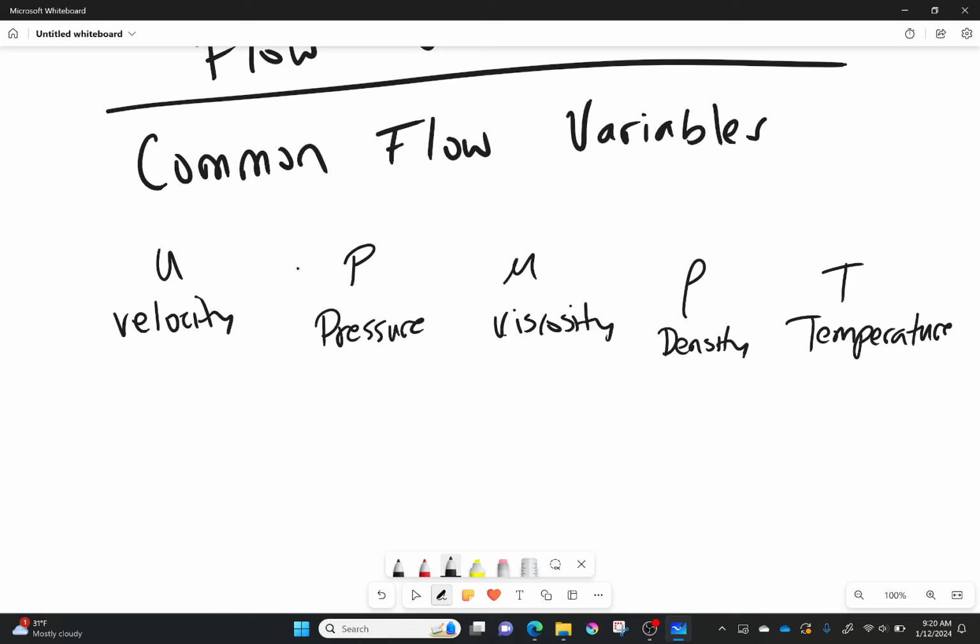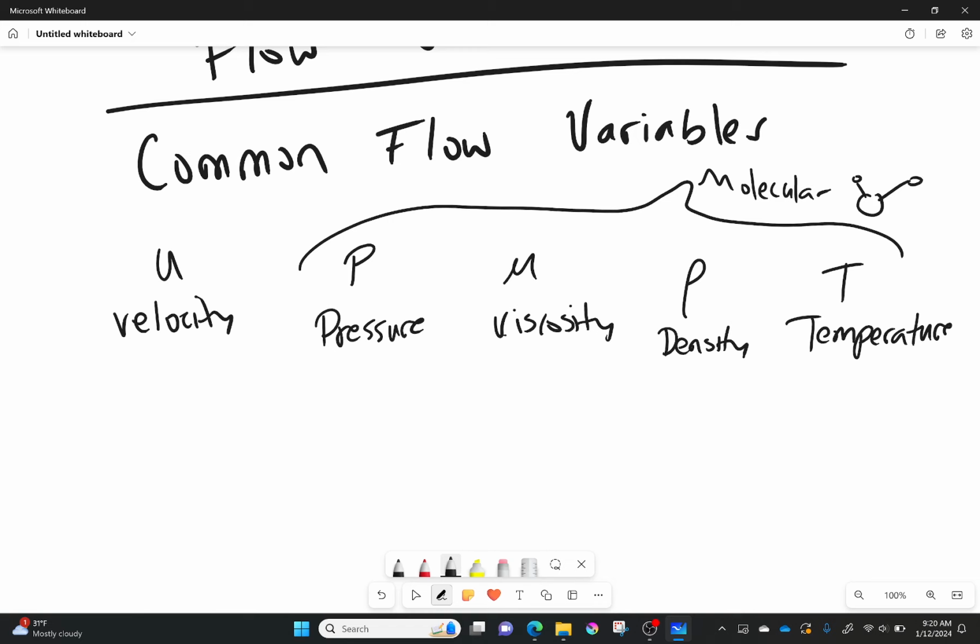Now, of these five, four of these are molecular in nature. So I'm talking about there is some sort of atomic structure, and that atomic structure is leading to those four properties. Velocity is not. Now, as we move through this course, we're going to realize that when we're solving our equations, we're going to have various assumptions we're going to make. They're going to help make our equations more simple. And so I'm going to go ahead and write that over here. Let's see. Assumptions. There we go.